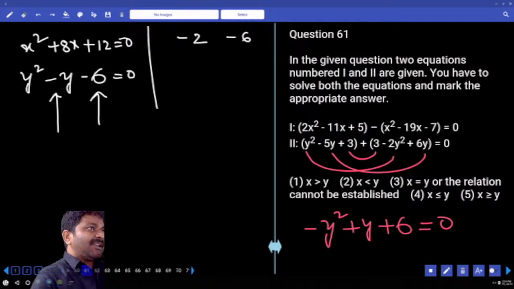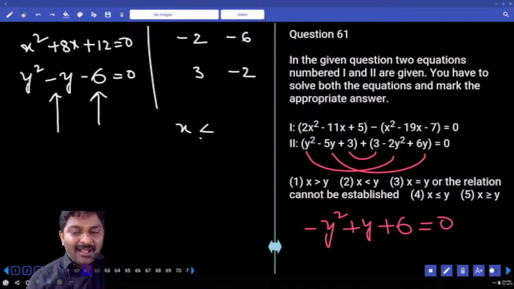6 can be written as 3 twos, right? Minus 3 plus 2 is the combination. Minus 3 plus 2. Then the factors are plus 3 and minus 2. x is less than or equal to y. Yes.